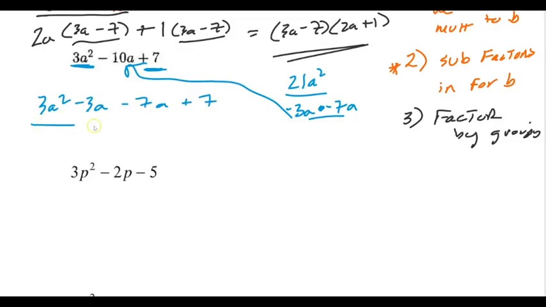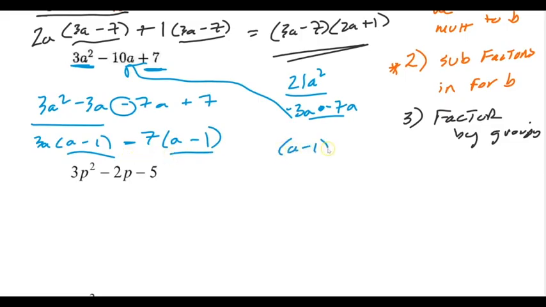And we just factor by grouping. These have 3a in common. A minus 1's left over. Always bring down the middle sign. These have a 7 in common. Negative 7a divided by negative 7 is a positive a. And then 7 divided by negative 7 is a negative 1. These match. I get a minus 1, 3a minus 7. Alright, and that's the idea.